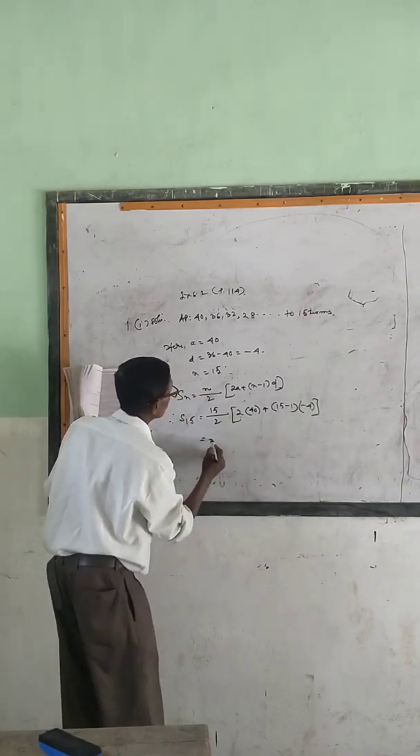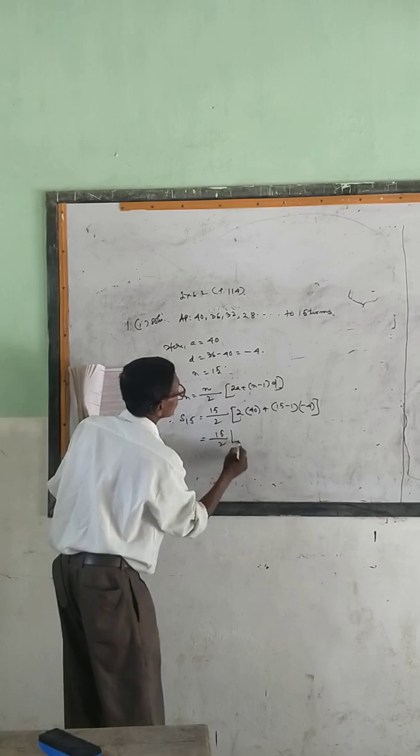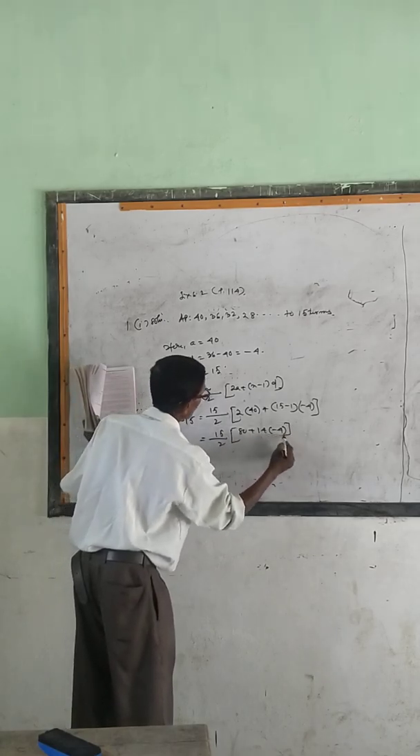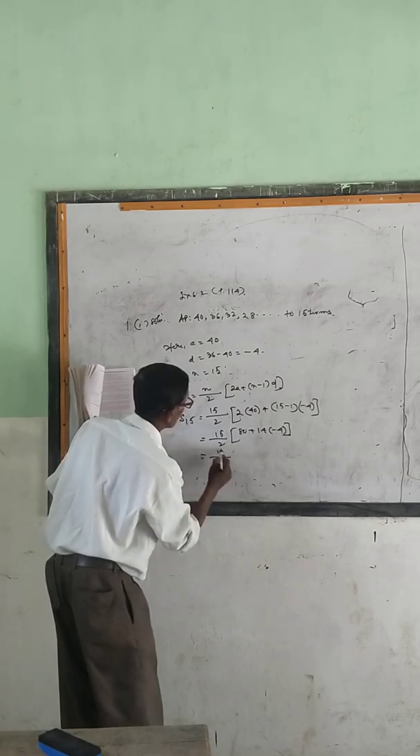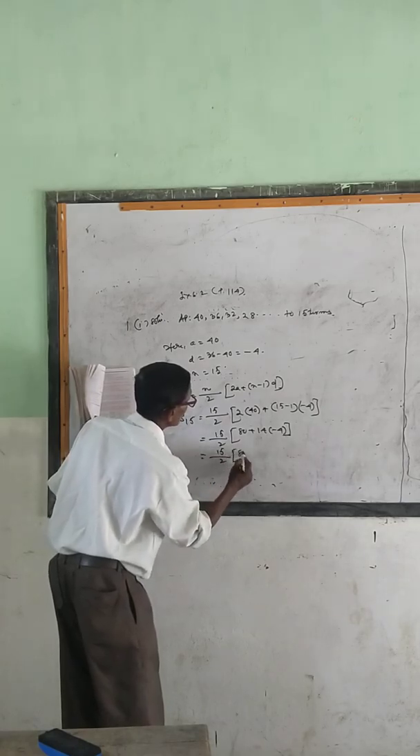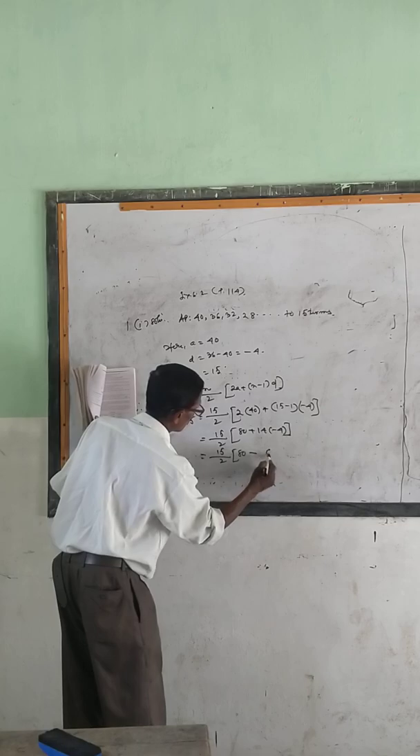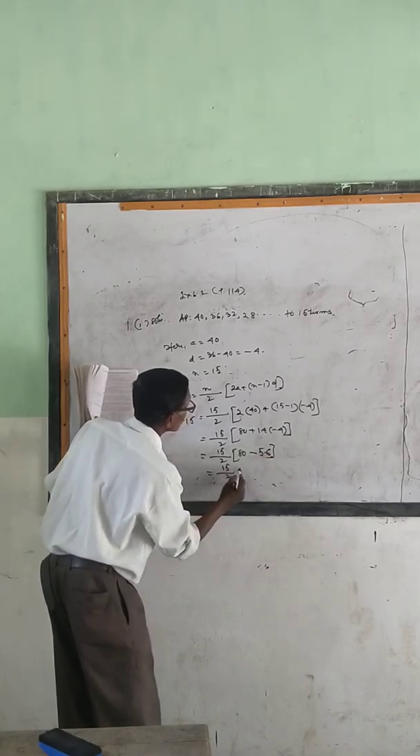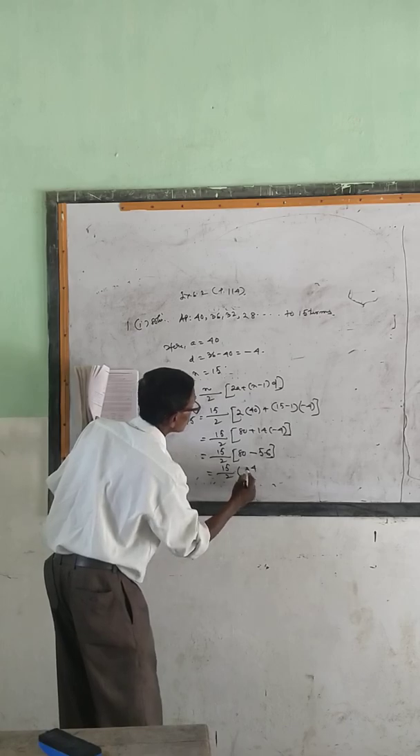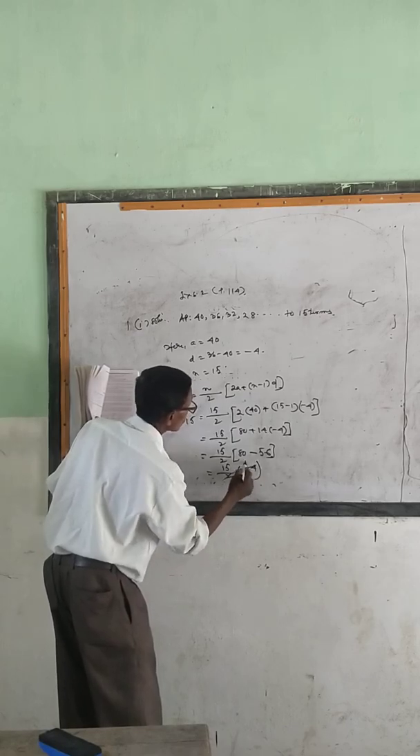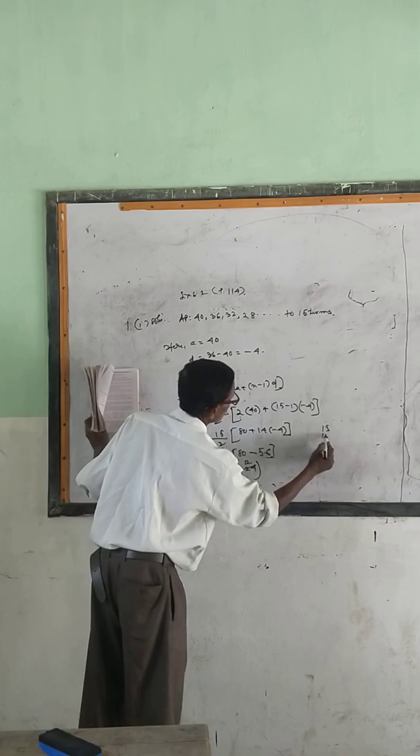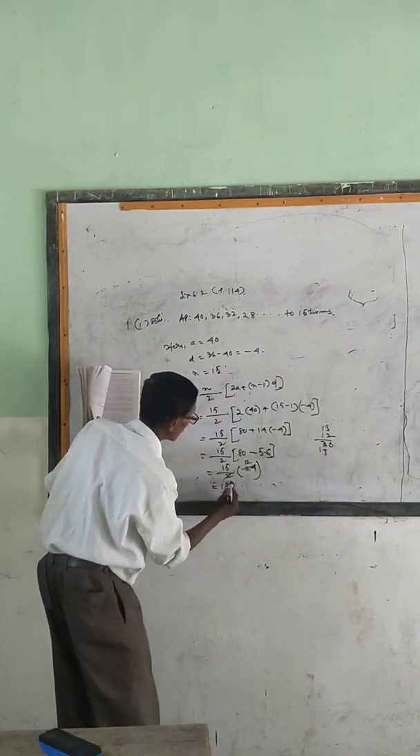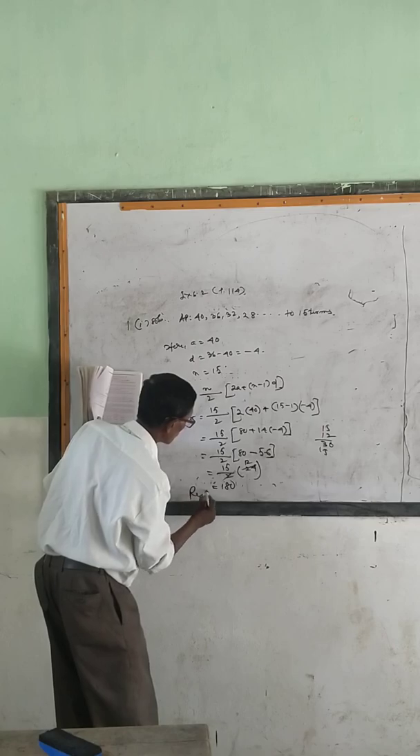Otherwise it's wrong. This is 15 by 2 times (80 plus 14 times minus 4), which is 15 by 2 times (80 minus 56). That means 15 by 2 times 24, which is 15 into 12, which gives 180. So the required sum is 180.